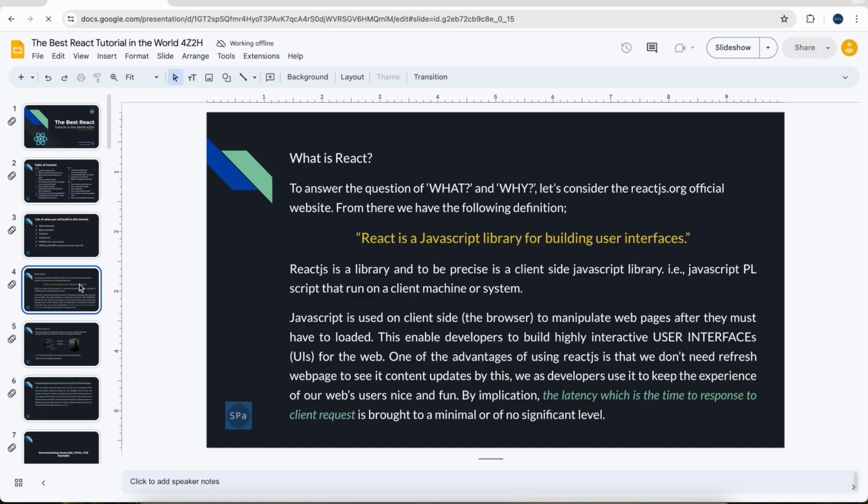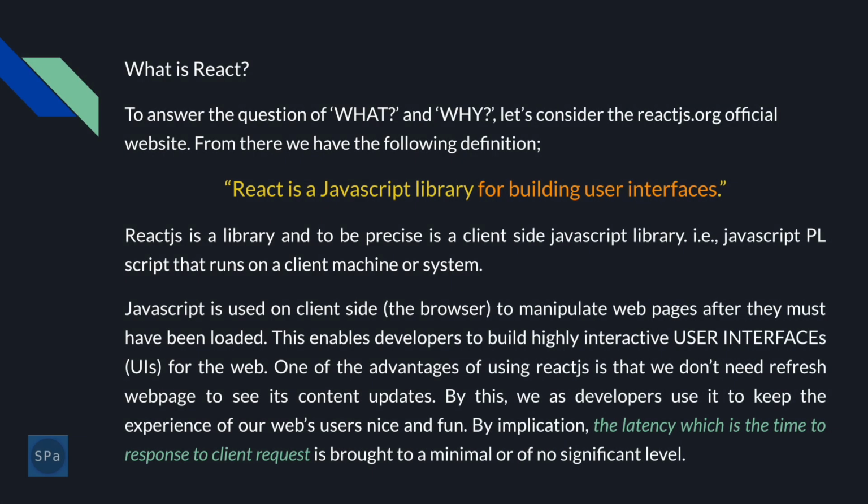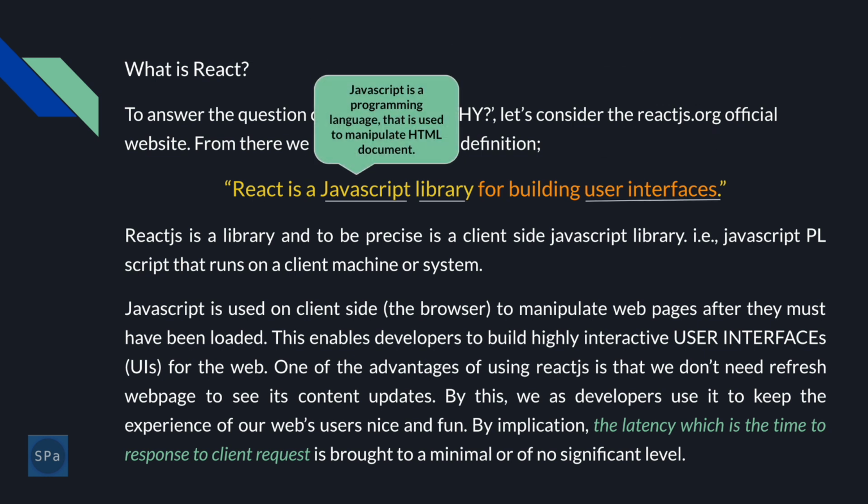What is React? To answer the question of what and why, we're going to be considering the definition gotten from the React.js official website. React is a JavaScript library for building user interfaces. What is JavaScript? JavaScript is the programming language that is used to manipulate HTML documents.